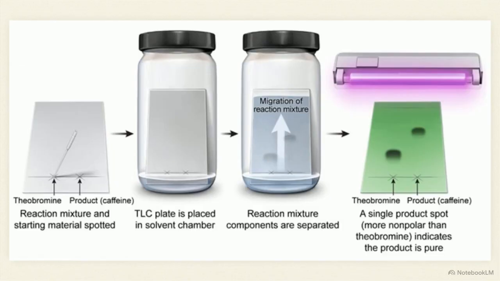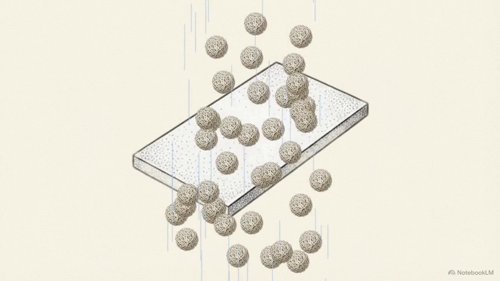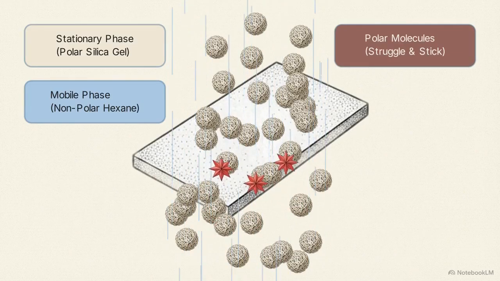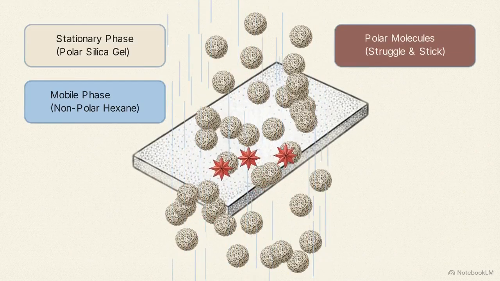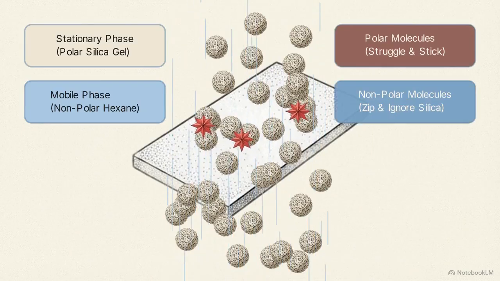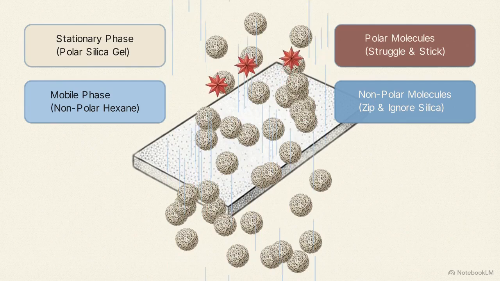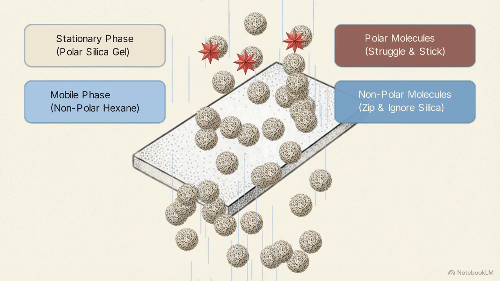Here, the stationary silica gel coating is highly polar, while the mobile phase creeping upward, like pure hexane, is entirely nonpolar. Because like attracts like, polar molecules form strong dipole interactions with the polar silica, sticking to the plate and moving slowly. Meanwhile, nonpolar molecules ignore the silica, dissolve readily into the hexane, and travel rapidly to the top.